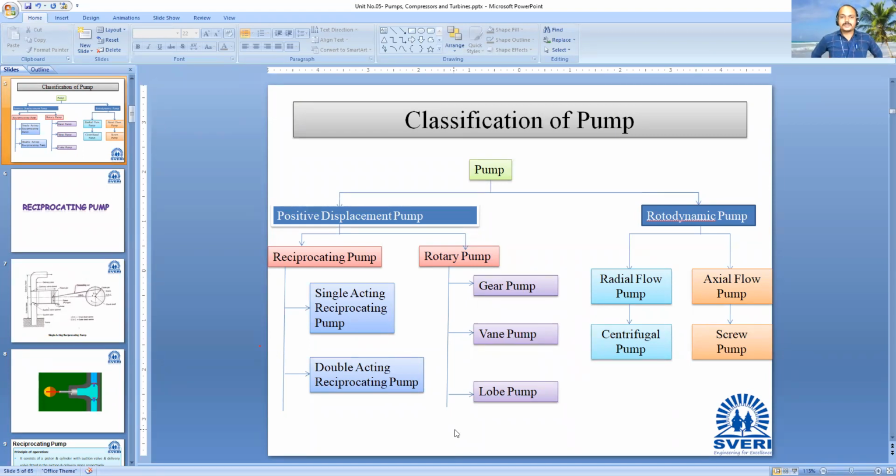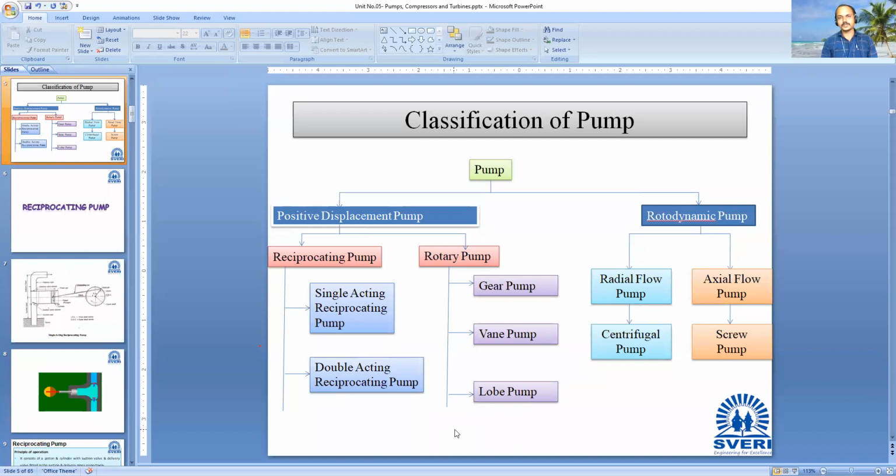Then double acting reciprocating pump. Double acting reciprocating pumps are not mostly used in our commercial applications. They may be used in industries. Then rotary pump. In rotary pump, there are different types. Three types are here: gear pump, vane pump, and lobe pump. Then on another side, in rotodynamic pump, radial flow pump and centrifugal pump, and another one is the axial flow pump and the screw pump.